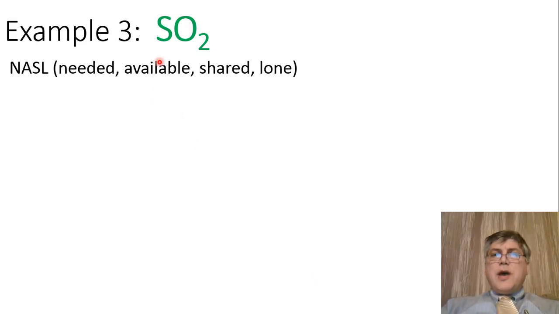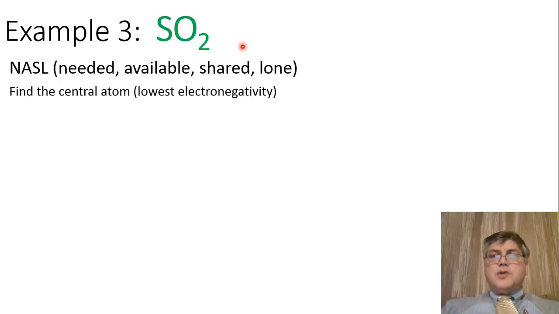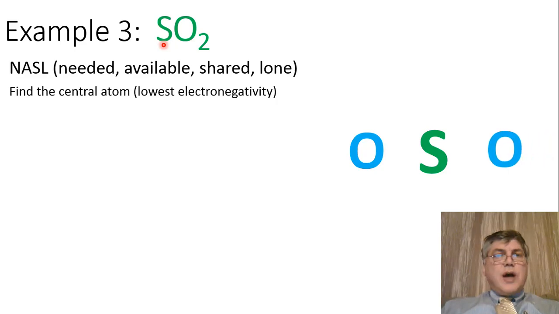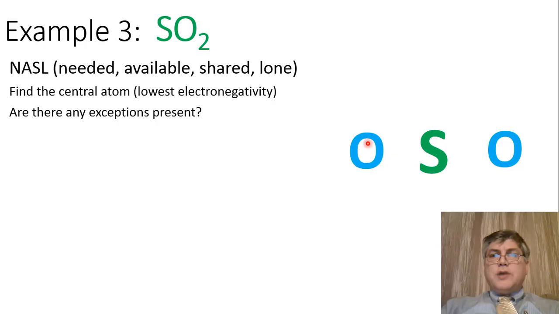The next example is SO2, or sulfur dioxide, by its covalent name. The central atom will be the one with the lowest electronegativity, which is sulfur. It's also the only one by itself, so it makes sense it should be in the middle, and it's not hydrogen. So we'll put sulfur in the middle and put the 2 oxygens on either side. Next, we see if there are any exceptions present. I don't see any hydrogen or beryllium or boron, so no exceptions.